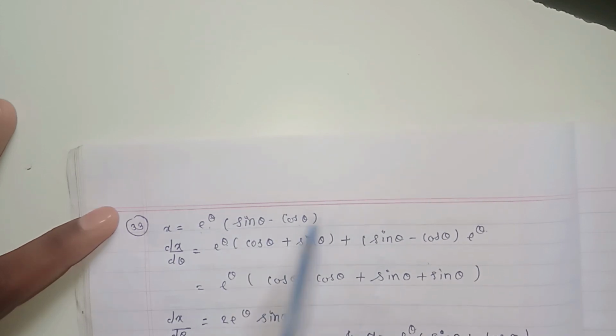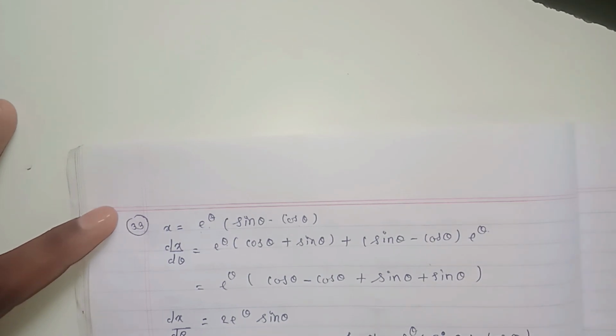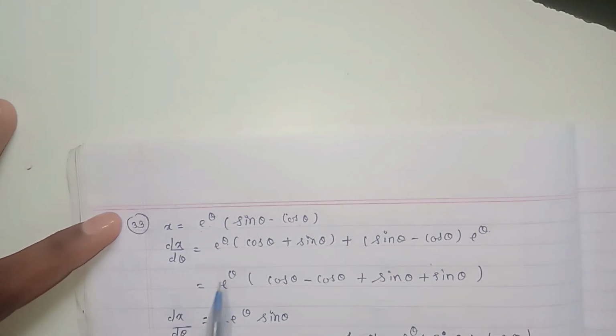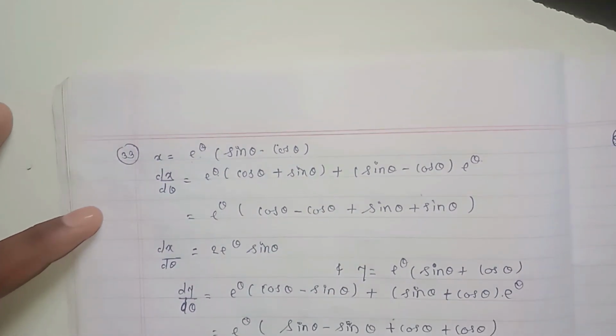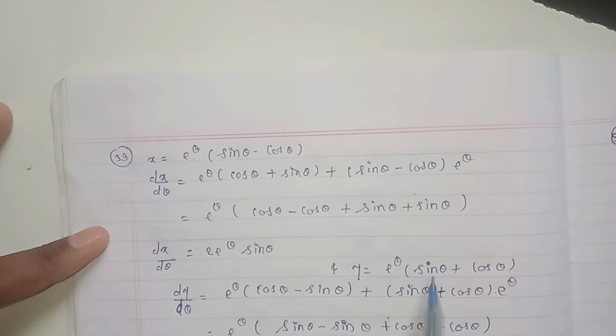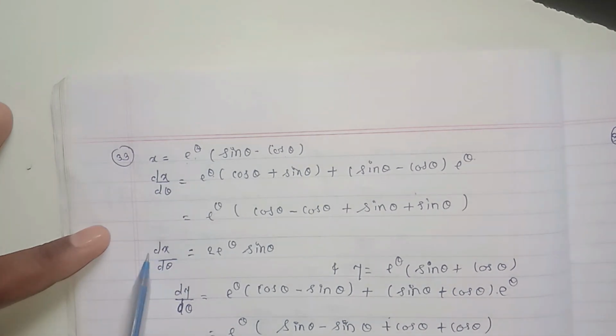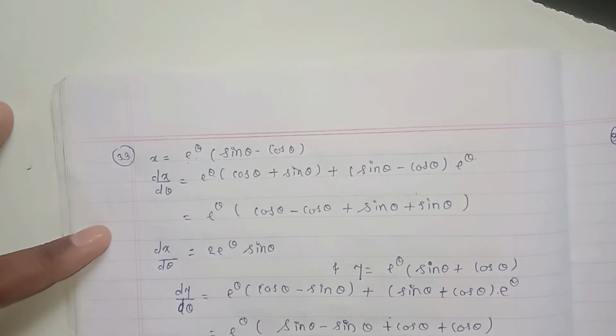Now the second bracket as it is, differentiation of the first function, and an exponential term always has differentiation of the exponential term itself. So here we get dx by d theta from our x. Similarly we move on to dy by d theta, as we have y equal to e raised to theta, under bracket sine theta plus cos theta. So this is the value for dx by d theta. Our first target is complete here.